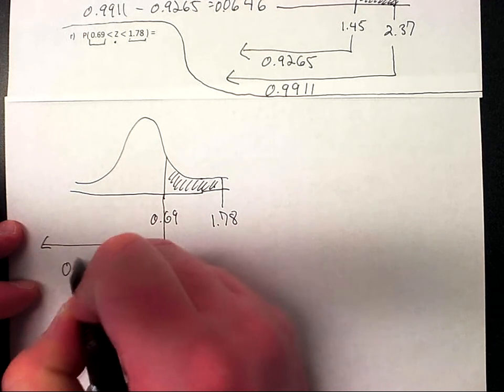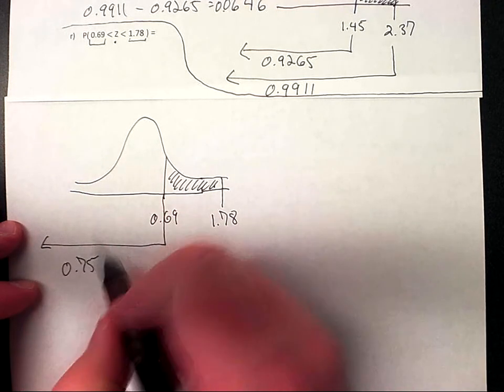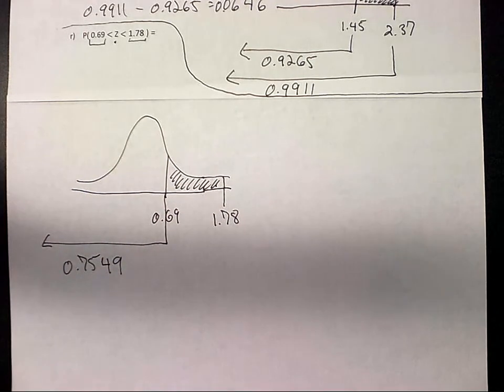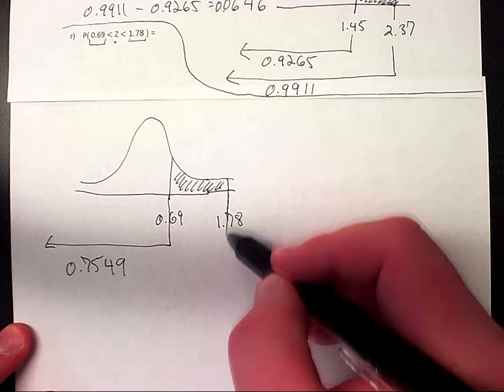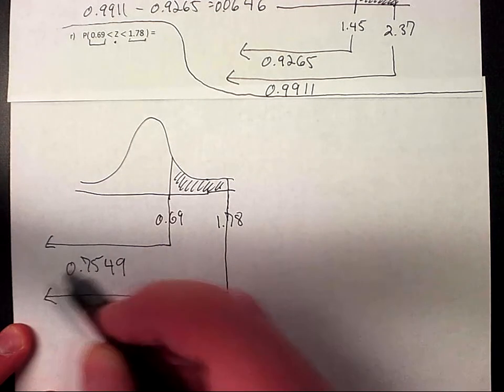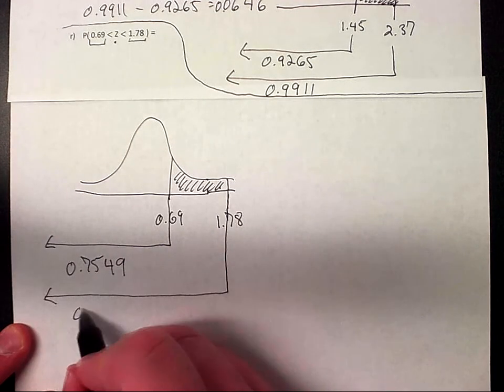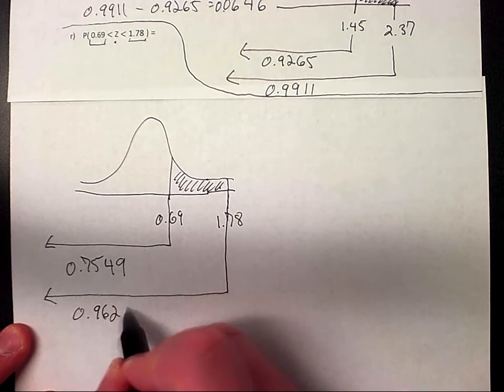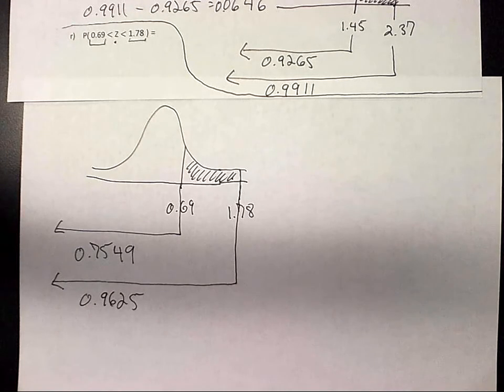0.75. What is it? 0.7549. So from here on down, we have 0.7549 of our graph. And if we look up a z-value of 1.78, what percentage do we get here? 0.9625. Everybody good with these?